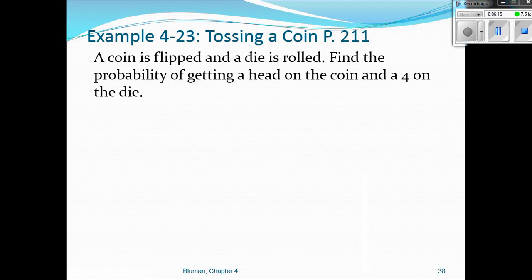A coin is flipped and a die is rolled. When you encounter these problems, always try to decide first off, is it independent or dependent?